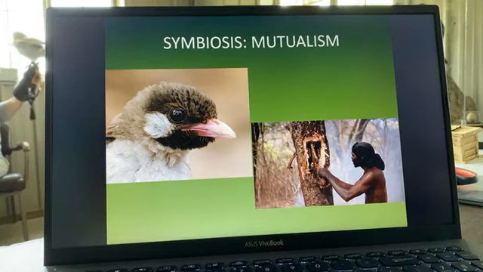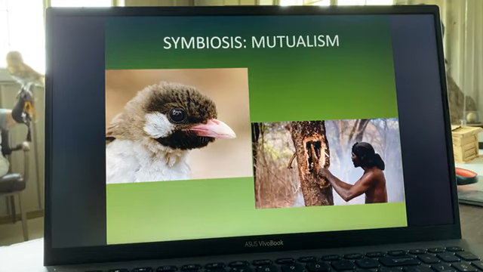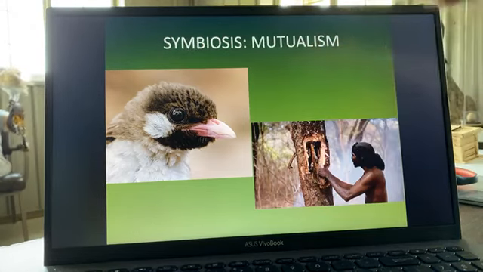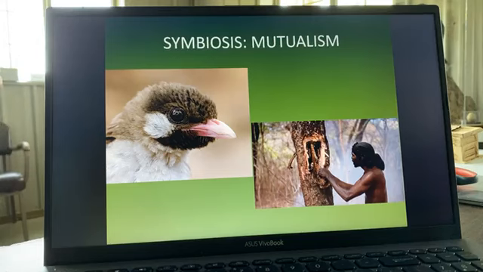So a honey guide, and is that a bird? Yes. There's greater and lesser honey guides. This is a greater honey guide here, and it's about the size of a cardinal. So it's not very big at all.